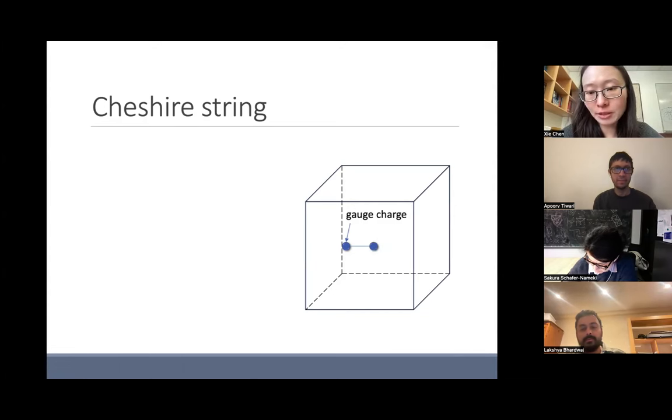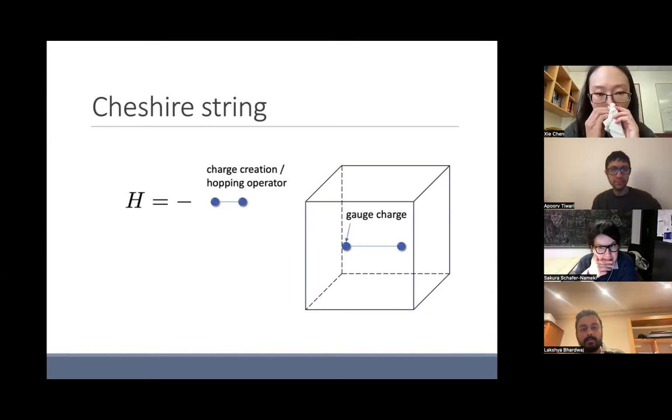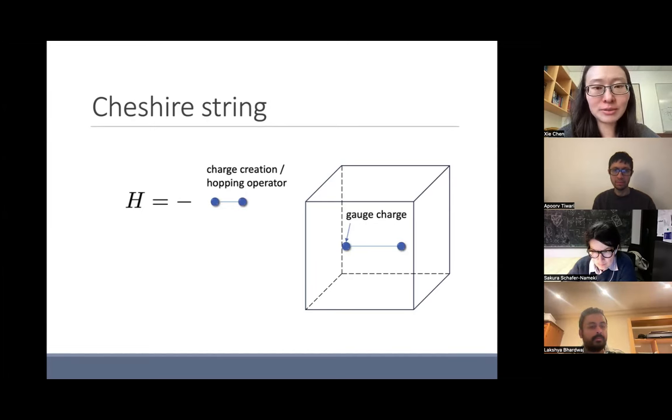So we know that if we apply the gauge charges, they can be created from the vacuum in pairs. So we can apply a string operator and create a pair of gauge charges like that at the two ends. And then once they're created, we can move them around. We can extend the string operator and move the gauge charges further away from each other. So the idea of Cheshire string is to say, okay, what if I enforce this little segment of string operator as my Hamiltonian? So I want my system to be in the ground state of this modified Hamiltonian where I create charges and hop them around with this little segment of charge operator.